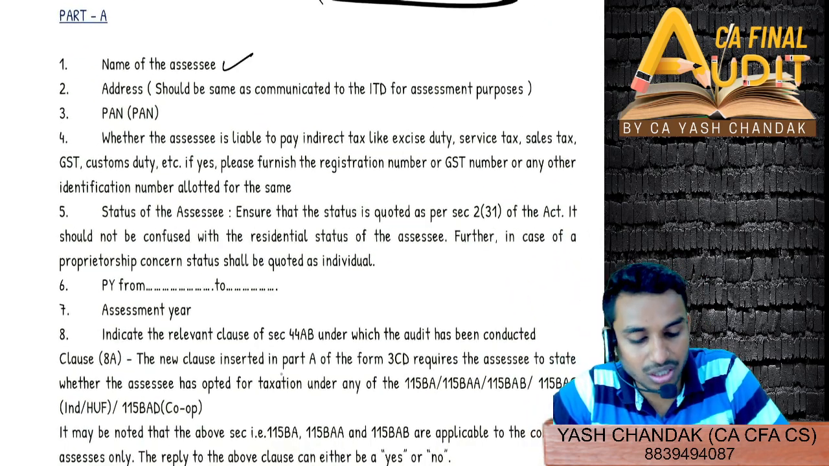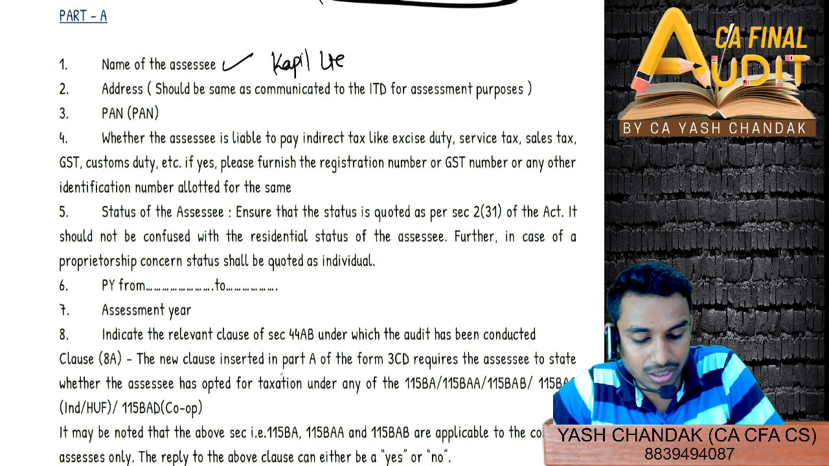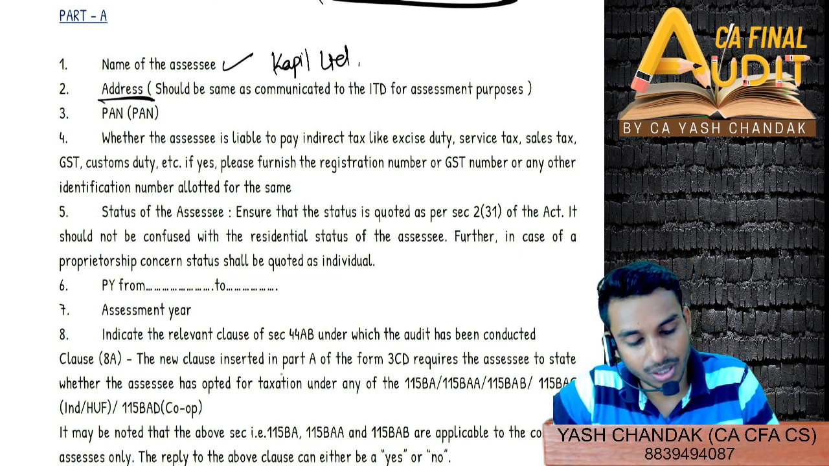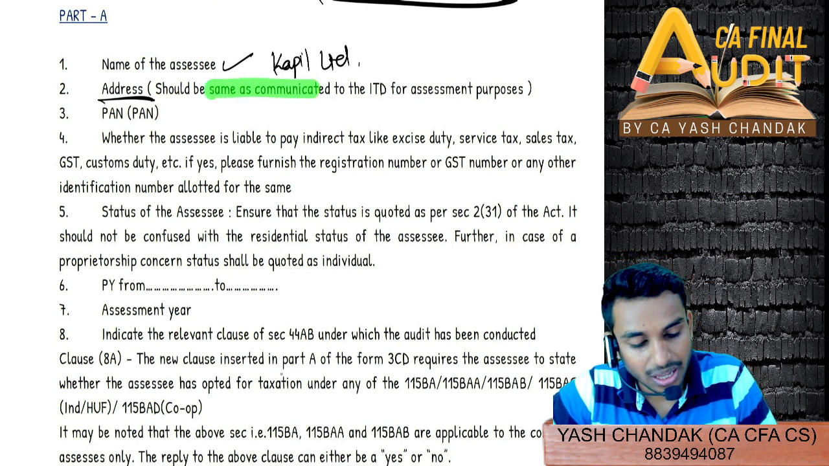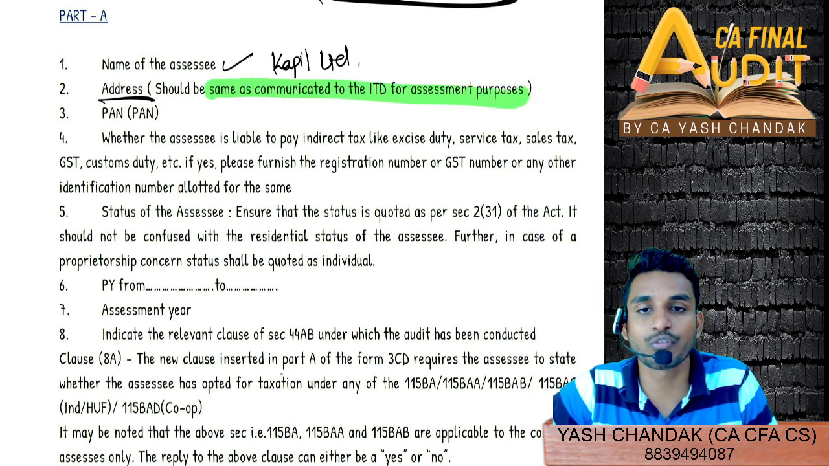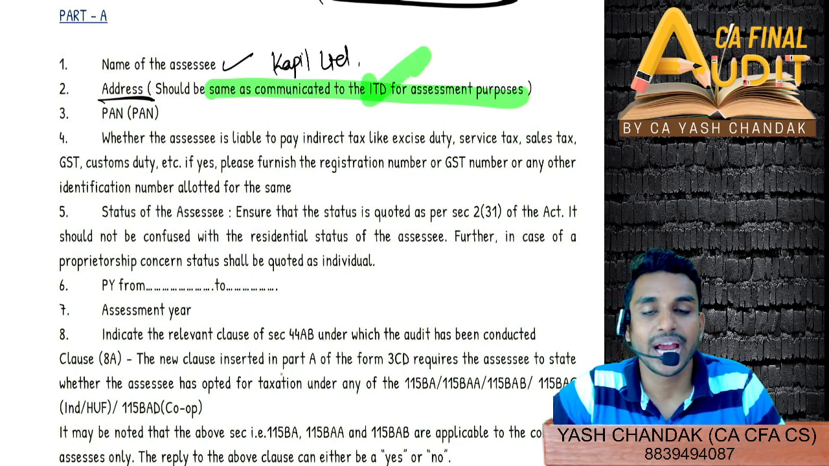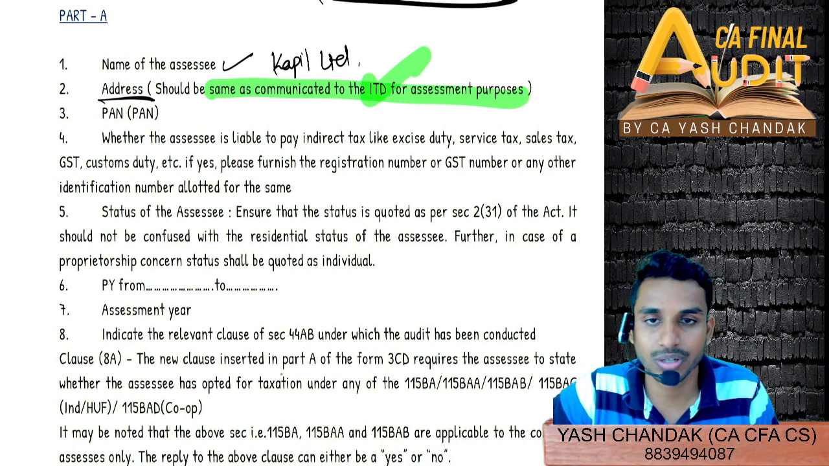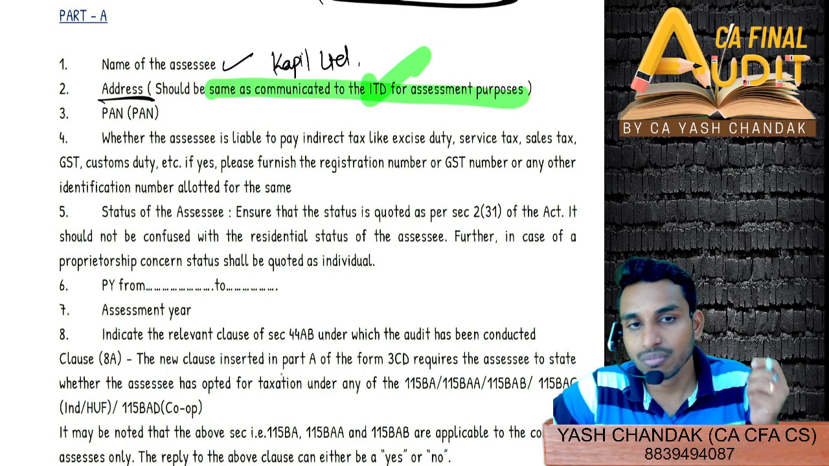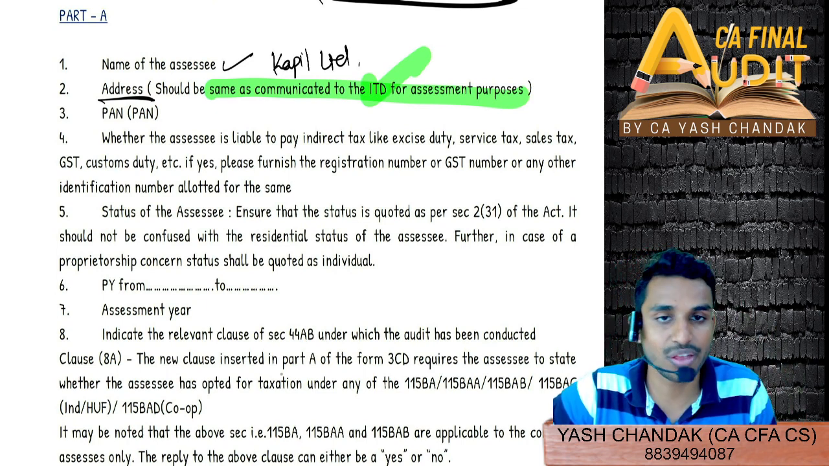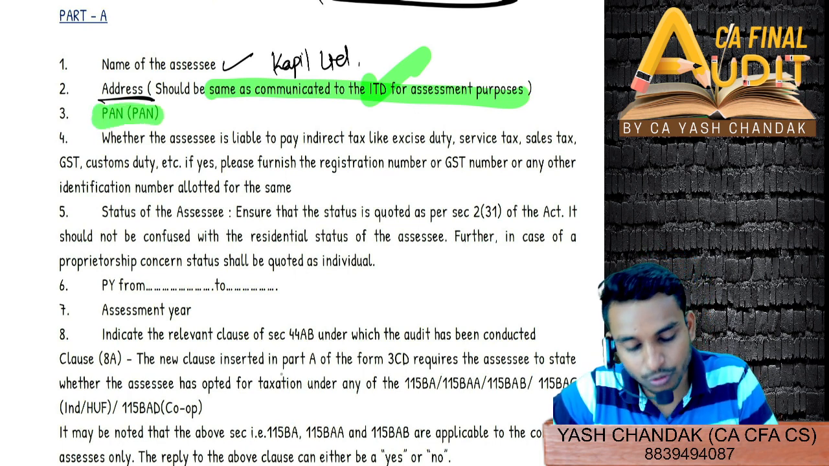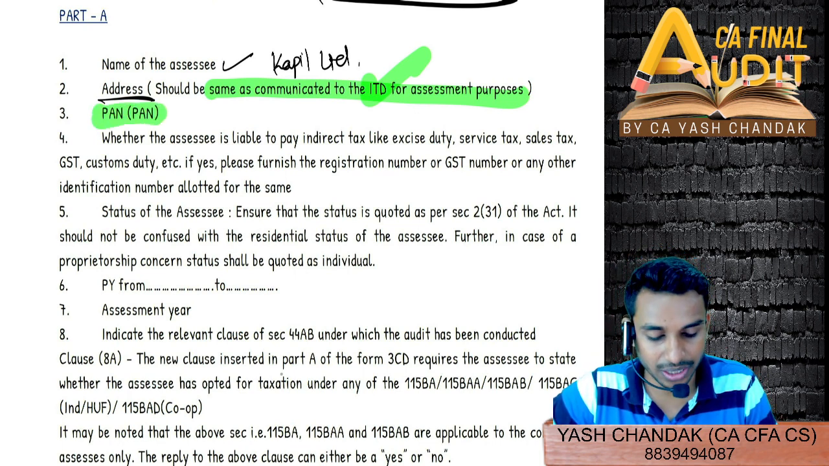What is the name of the assessee? So I'll say Kapil Limited. Address of the assessee, and this should be the same as what is being communicated to the income tax department for assessment purposes. So this is important. You have to focus on those points which can be asked as an MCQ also, right? These are very small clauses which probably won't be asked to you as a 4 mark question, but can be asked as an MCQ. Then you have to specify the PAN of Kapil Kashyap Limited.